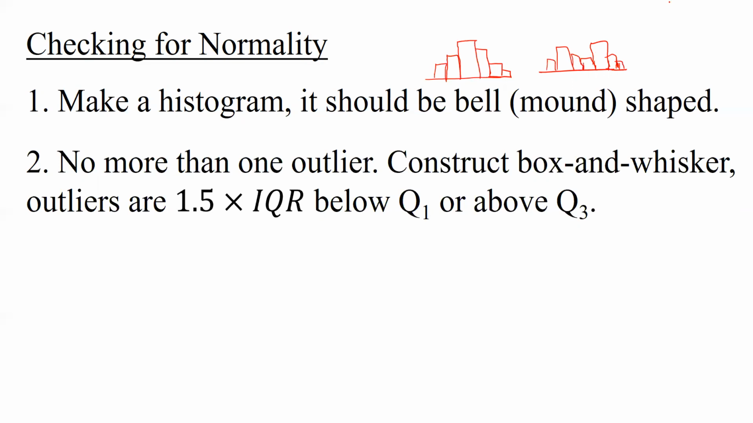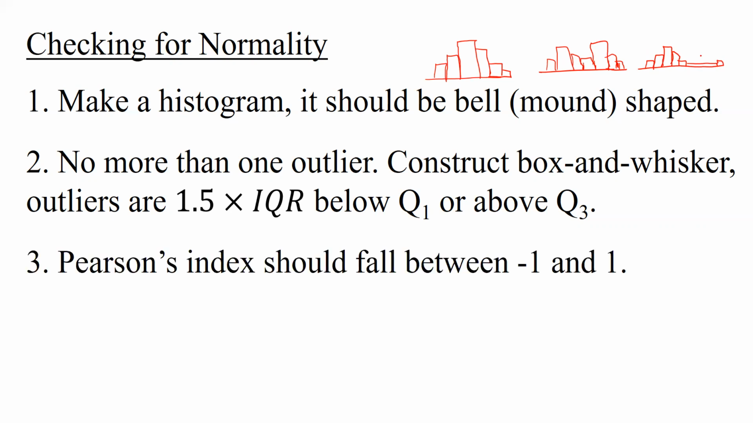Maybe it's more skewed. If you got a bunch of data down here, and then you got this one value like way over here, that can give it a kind of skewed. It's not really normal there. Now, if it's really close, this is just a rough estimate of what might be an outlier. All right, the next thing we're going to do is calculate the Pearson's index.